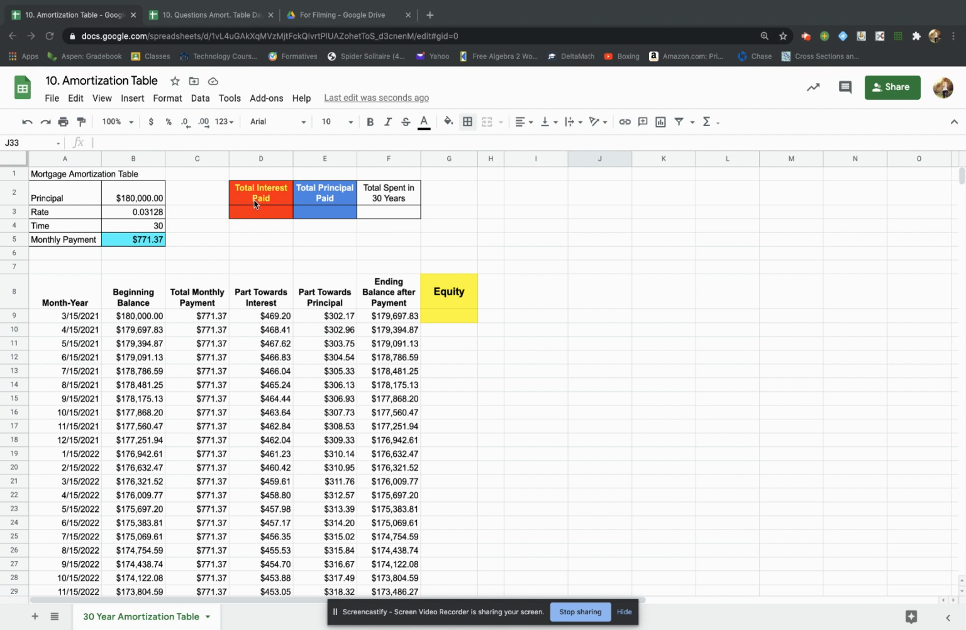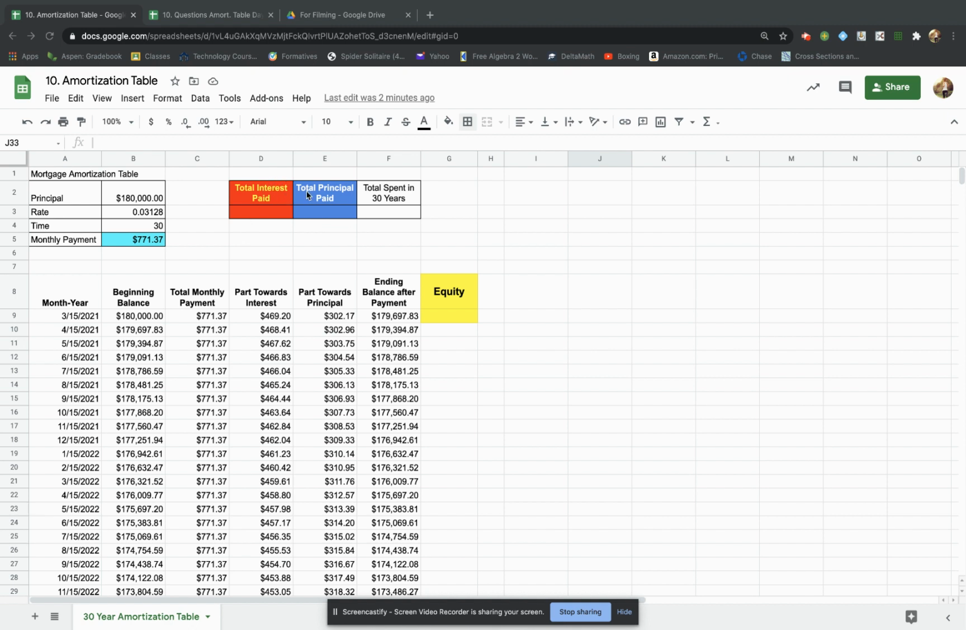I added a couple of new cells in here that I'm going to have you add. We're going to put in cell D2, total interest paid, and E2 will be total principal paid. And then F2 will be the total that we end up spending in 30 years. We have to pay back $180,000 in principal, but because we're at this interest rate for 30 years, we're also paying back interest to the bank for letting them loan us that money. Add those two together, and it's how much you end up spending on the house in 30 years.